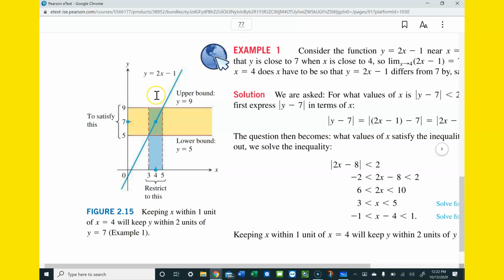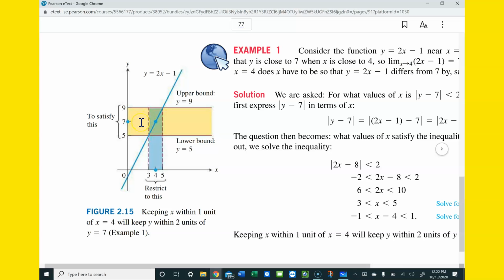And so the skeptic might say, that's not enough. You haven't proven it. I want it to be within 1 unit of 7. And so then the scholar would have to find new delta values that would ensure that the y values were within 1 unit of 7.